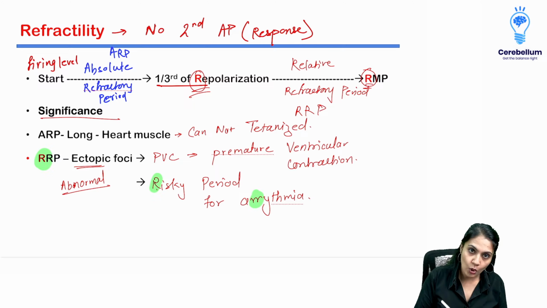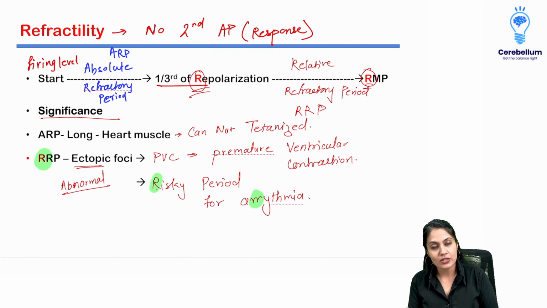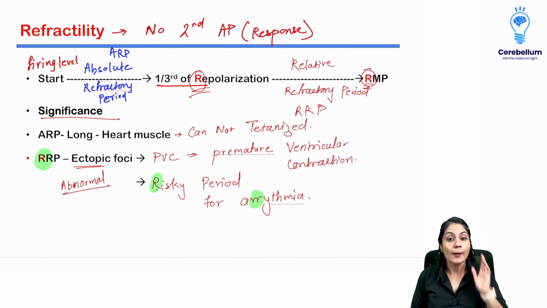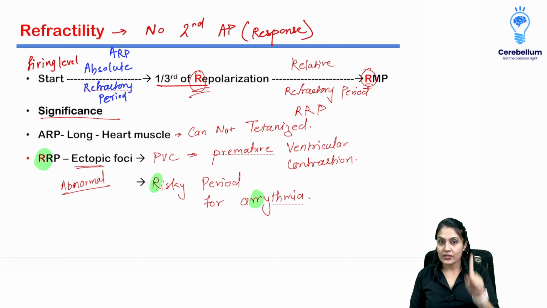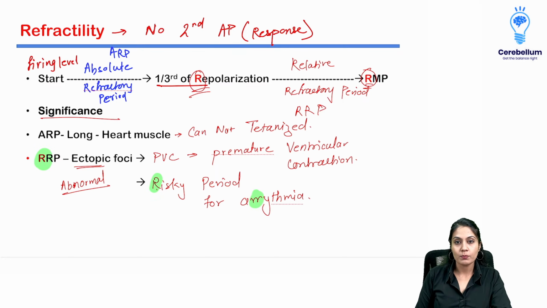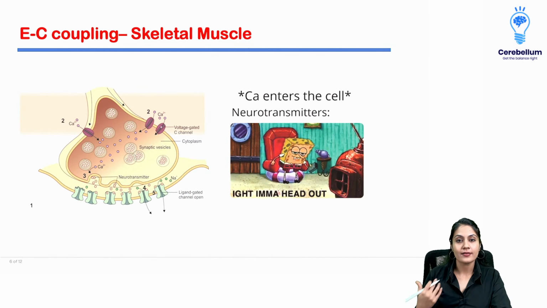That is, the long ARP is there in the heart muscle, so heart muscle cannot be tetanized, and the RRP is responsible for premature ventricular contraction, that is PVC. Please remember, that is the significance. Now let's move on to the EC coupling.